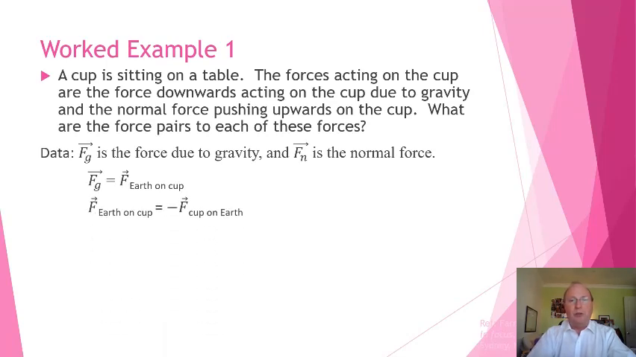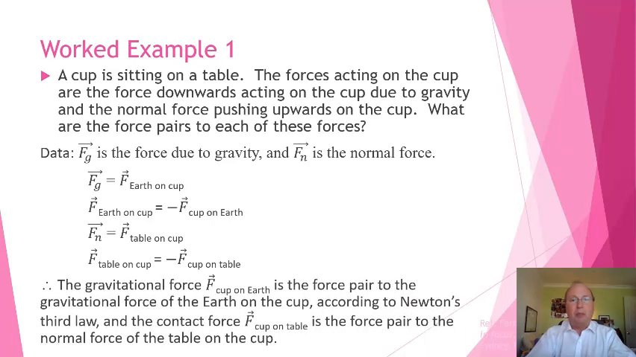And the force of Earth on the cup is equal to the negative of the force of the cup on the Earth. And so the force that is normal is the force of the table, or the Earth if you like, on the cup. And so the force of the table on the cup is equal to the negative of the force of the cup on the table. Therefore, the gravitational force, that's the force of the cup on Earth, is the force pair to the gravitational force of the Earth on the cup, according to Newton's third law. And the contact force, the force of the cup on the table, is the force pair to the normal force of the table on the cup.